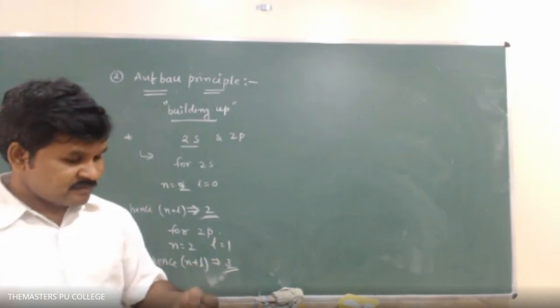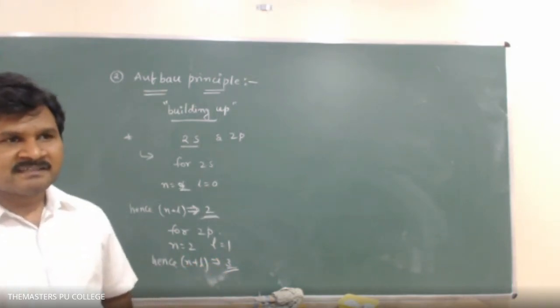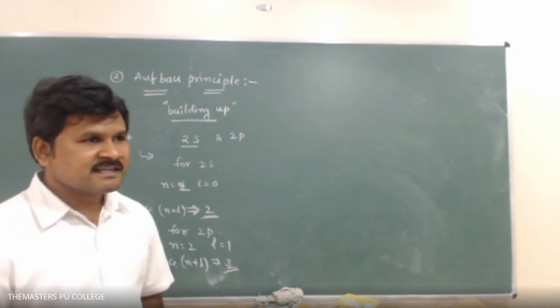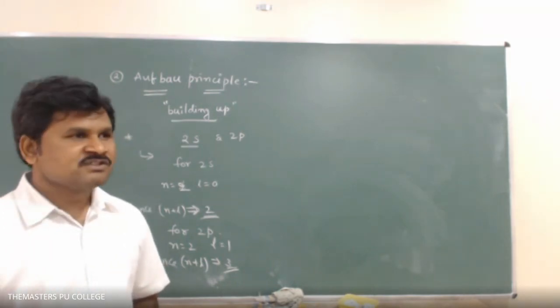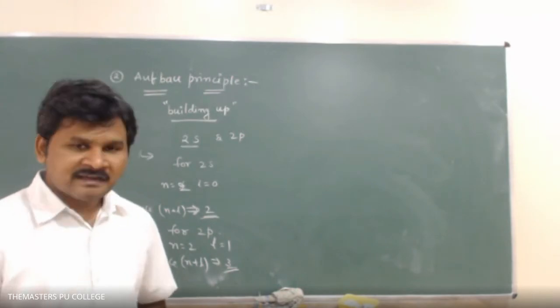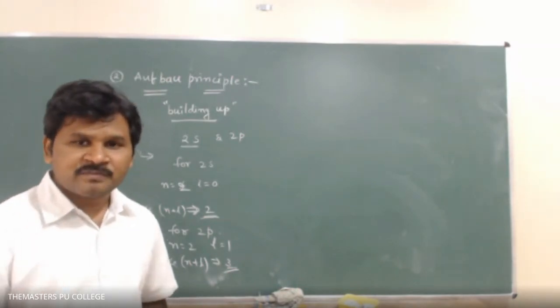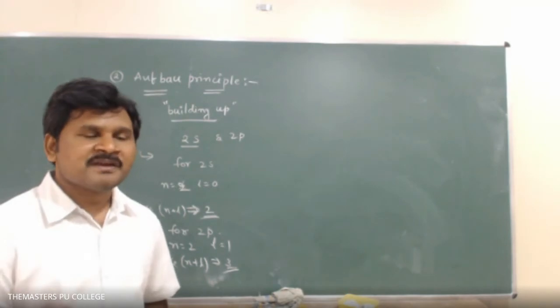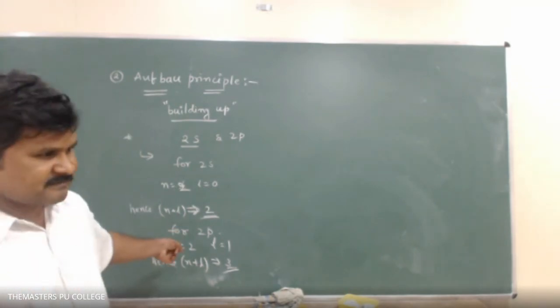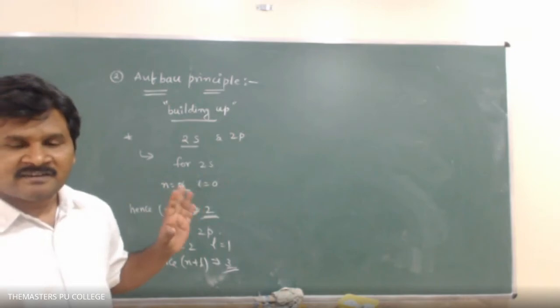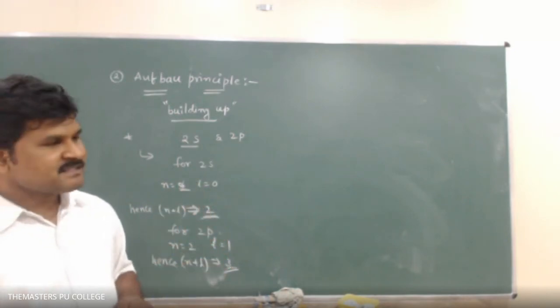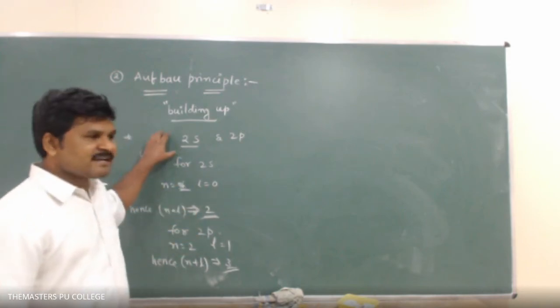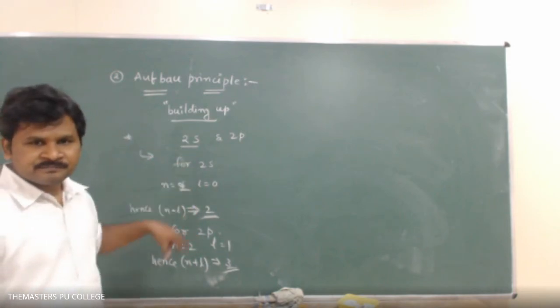Say for example, beryllium's electronic configuration is 1s2 2s2. Boron is 1s2 2s2 2p1. After 2s only, we are writing 2p. Why we write 2p after 2s is for this reason: we always write electrons based on n plus l values. Now, are you clear about this example, students? Yes.